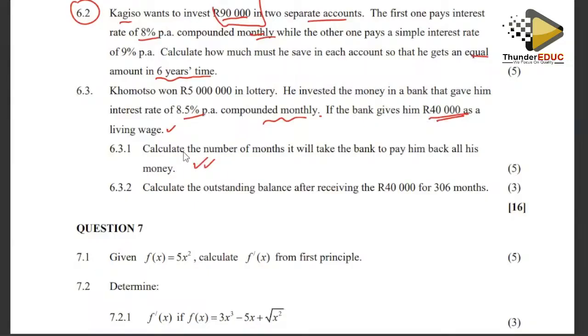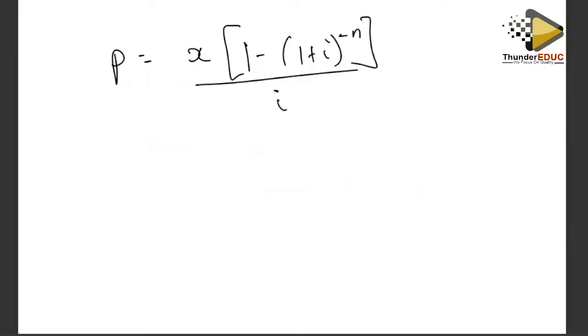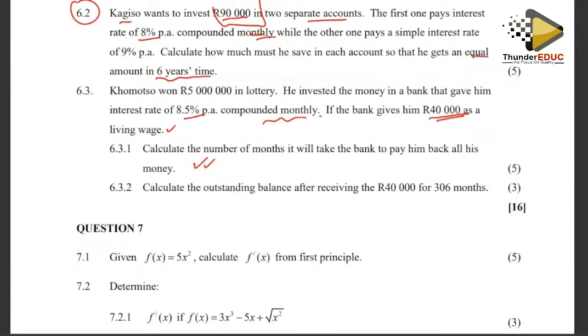Okay, so this is a present value situation, because you're living off money. It's more like living off a loan, because it's going to get finished. It's going to get to an end. So if I look at this page, we know that my present value is given as x times 1 minus 1 plus i to the exponent of negative n, over i. So our P is 5 million.